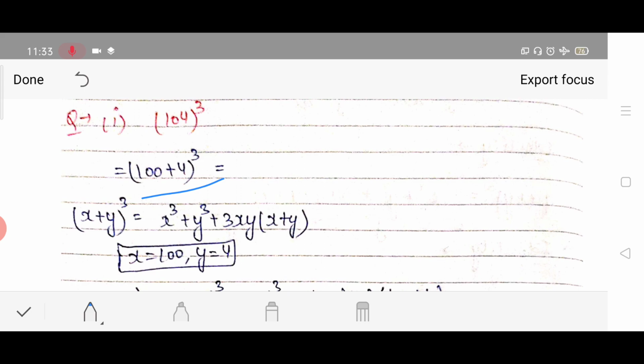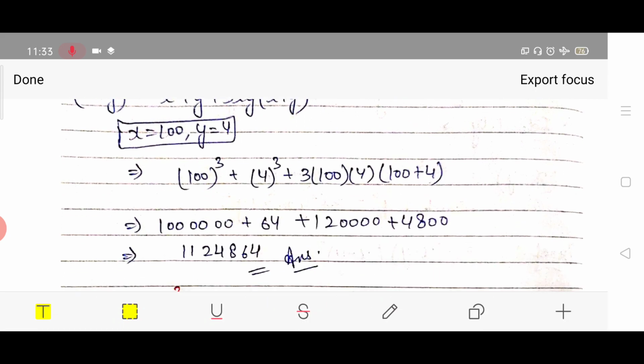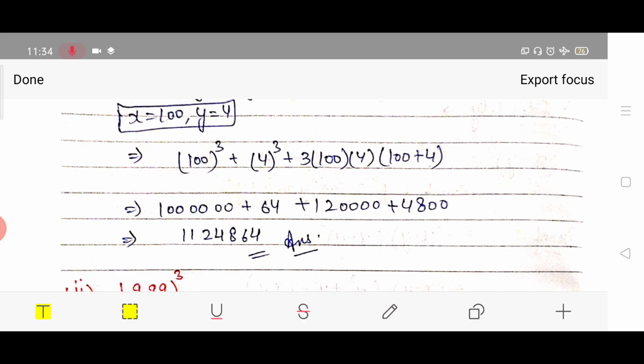So (100 plus 4) whole cube is like (a plus b) whole cube, which is equal to a cube plus b cube plus 3ab into (a plus b). So from here you can see that the value of x is 100, the value of y is 4. You have to put the value of x and y into this identity and solve further. On solving, you will get the answer, you can see the steps here.